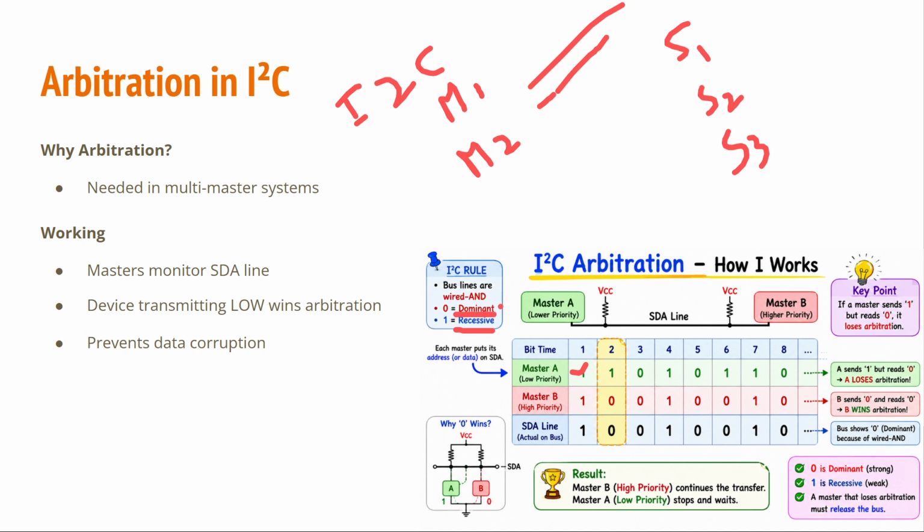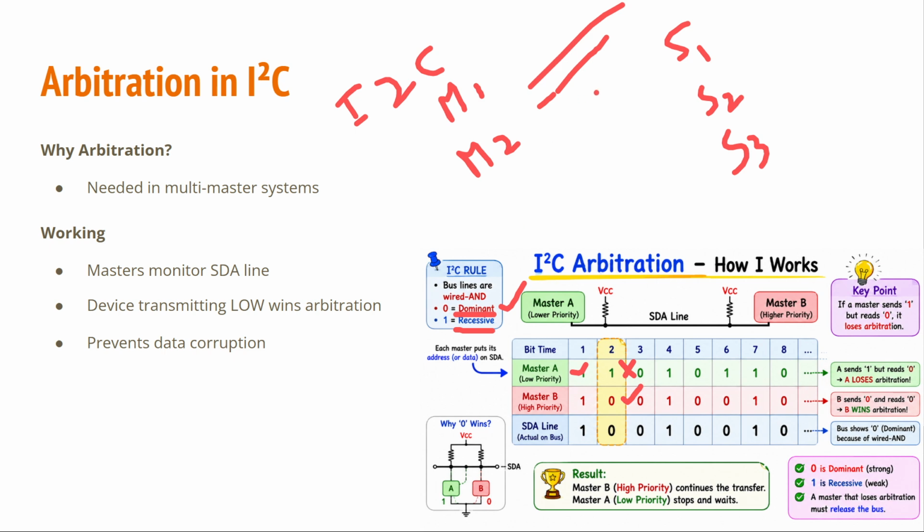I said 0 is the dominant one, so master B has the higher priority and wins the arbitration. A loses the arbitration because B is transmitting 0. So if anyone, master 1 or master 2, is sending 0, that one will win the race and use the bus instead of the other. It has a higher priority, so it wins the arbitration and the other loses.